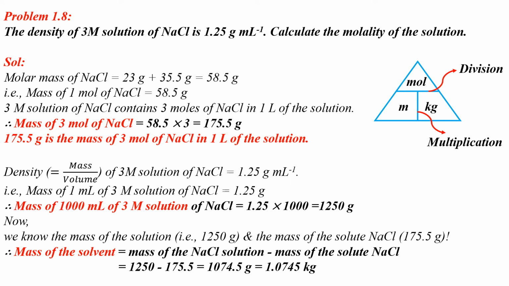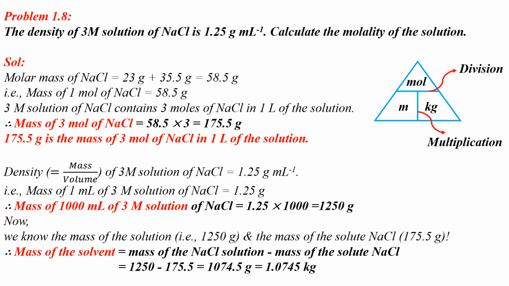What does it stand for? Number of moles of solute divided by mass of solvent in kilogram. So we must know two things. Firstly, we must know the number of moles of solute in 3 molar solution of NaCl. We know 1 molar solution contains 1 mole of solute in 1 liter of its solution. Similarly, 3 molar solution would contain 3 moles of NaCl in 1 liter of its solution. Therefore, number of moles of solute in 3 molar solution of NaCl is equal to 3.